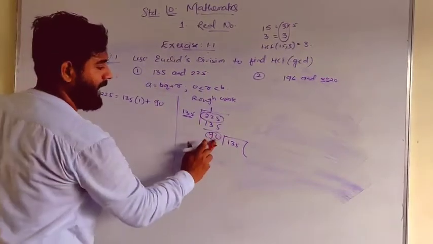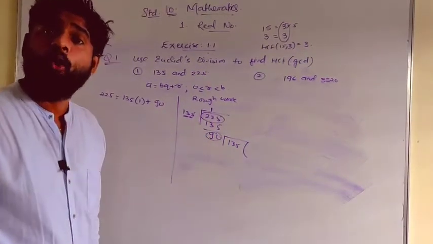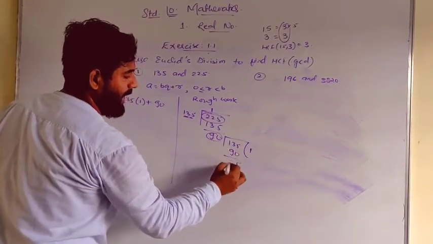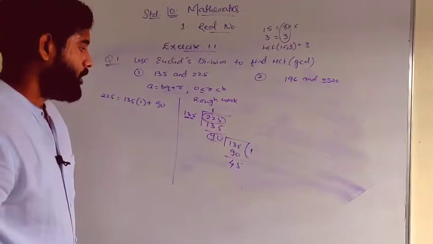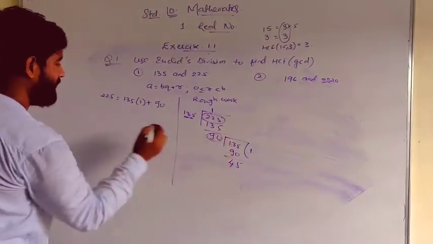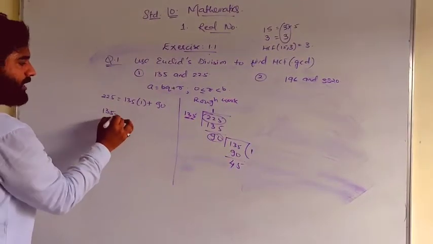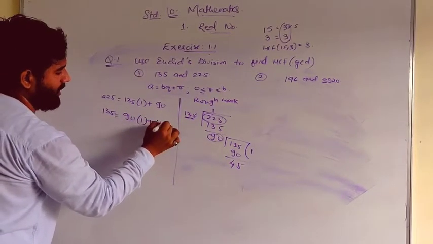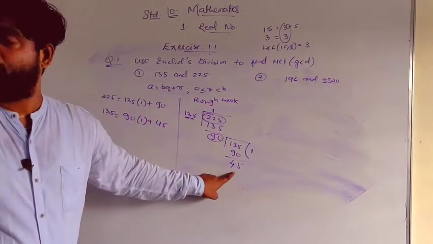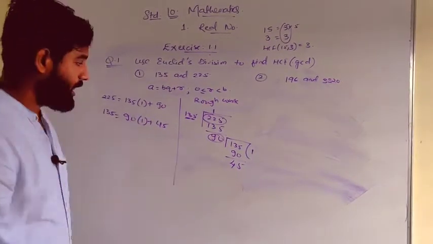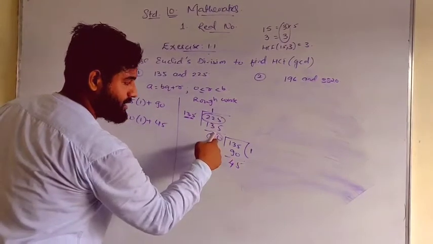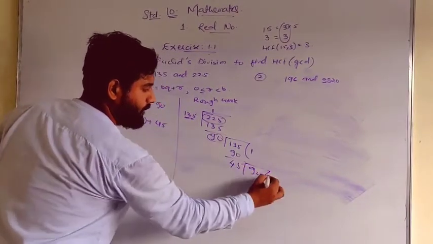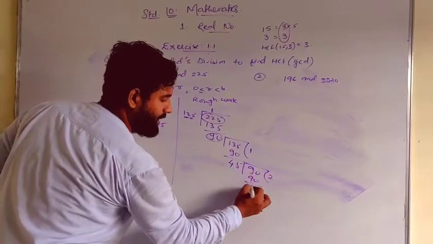So let's divide it. 90 twos are 180, so I'll take 90 ones, which are 90, and the remainder is 45. So 135 can be written as 90 into quotient 1, and remainder is 45. Again here we did not get the 0 remainder. So again we have to divide this divisor with this remainder, that is 90 by 45. 45 twos are 90, and we are getting 0 remainder.